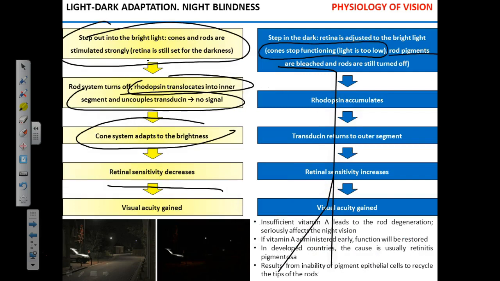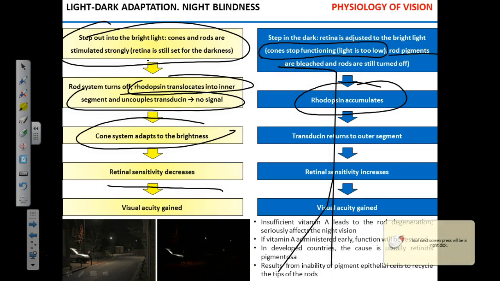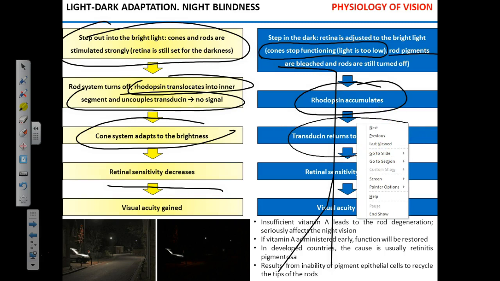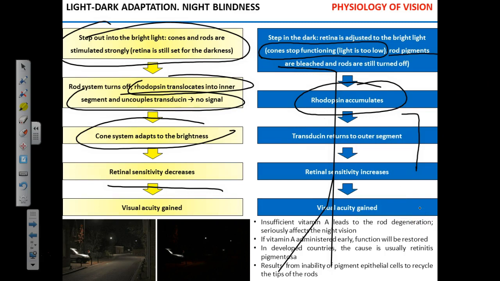As photopigment accumulates, transducin, the G protein, can go back to the outer segment. Oh, that's some wild stuff that happens here. Okay, so you have functional photopigment accumulating in the outer segment, and again you start seeing things. Does that make sense? We good? Is that understood?